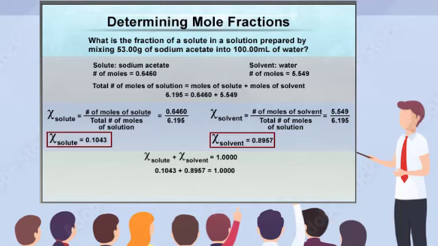The other way to determine the mole fraction of water is to subtract the value of the solute's mole fraction from 1. Subtracting 0.1043 from 1 gives a solvent mole fraction of 0.8957. Although the second method is quicker, there is no way to guarantee that your calculations are correct. Remember that the original question only asks for the mole fraction for the solute, which was calculated to be 0.1043.